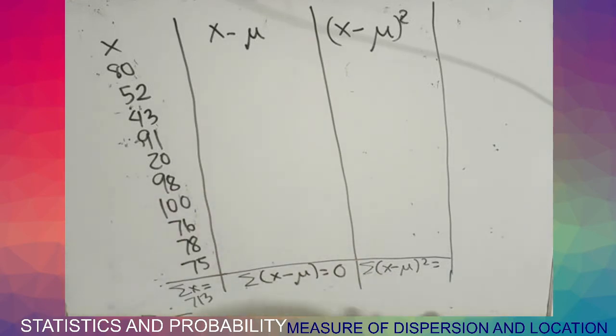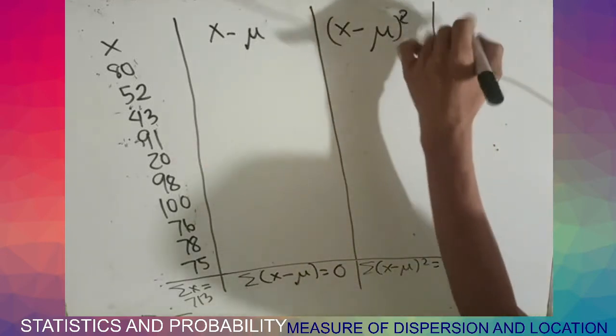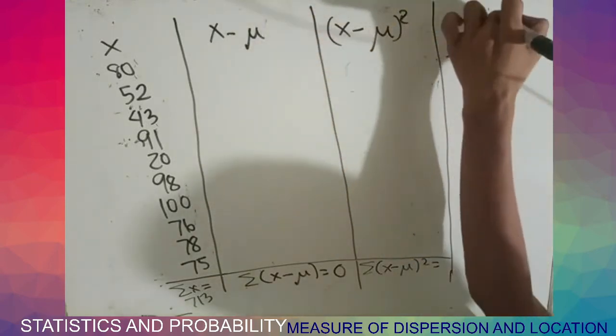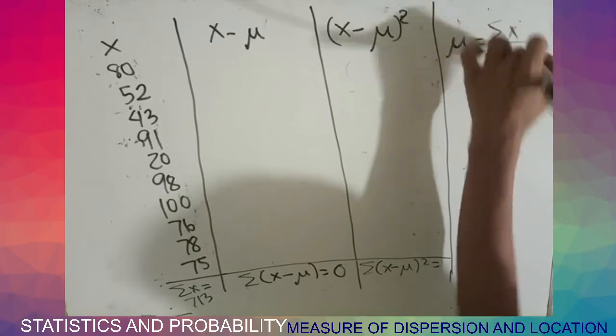Next. Dahil nakuha na natin yung sum ng ating x, which is the summation of x, kukunin naman natin si population mean. So, population mean muna yung kukunin natin. Di ba may formula tayo for computing the population mean, which is summation of x over uppercase N.